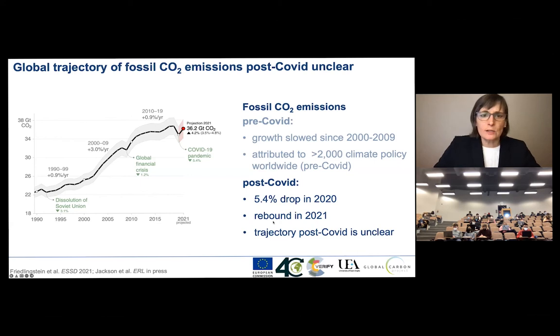But the trajectory of post-COVID is really unclear at this stage because there has been some investment in green infrastructure during COVID, not nearly as much as is needed. Still, there has been some, and prices are coming down, and it will take a little bit of time for these investments to pay off.